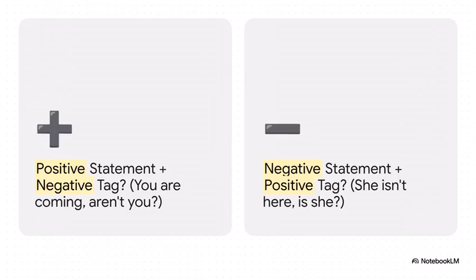Okay, if you remember one thing, remember this. It's all about opposites. Think of it like a magnet. If your main sentence is positive, you are coming, your tag has to be negative, aren't you? And if the sentence is negative, she isn't here, the tag flips to positive. Is she? That push and pull is everything.